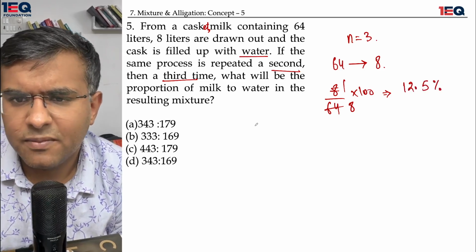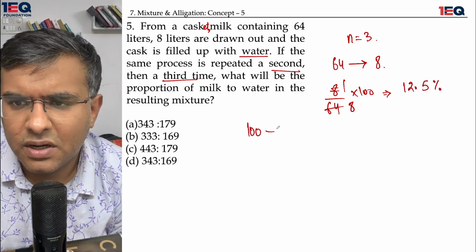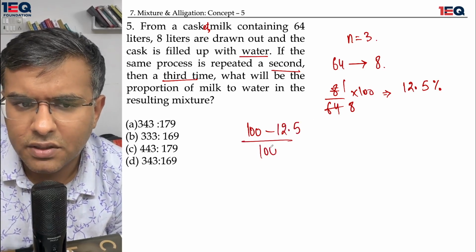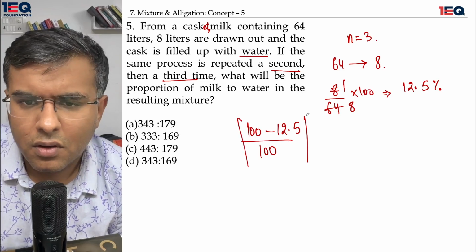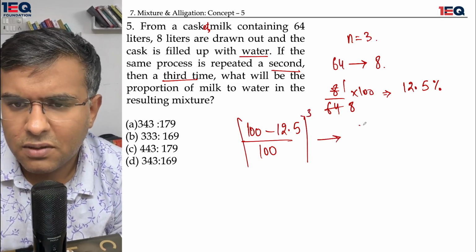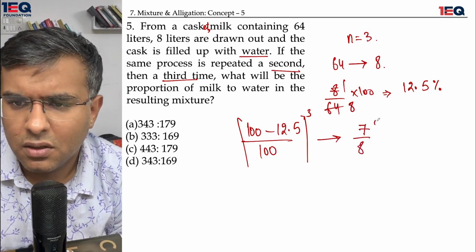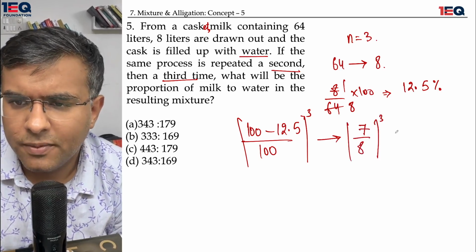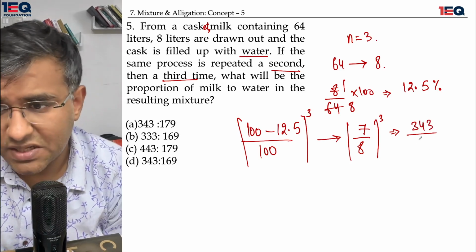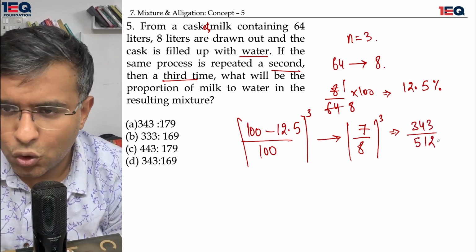There's a 12.5% gap. I'll quickly do it. 100 minus 12.5 whole upon 100 to the power 3. This would come out to be 7 upon 8. I'll quickly do a cubing of it. 7 cube is 343, and the total mixtures cube is going to be 512.